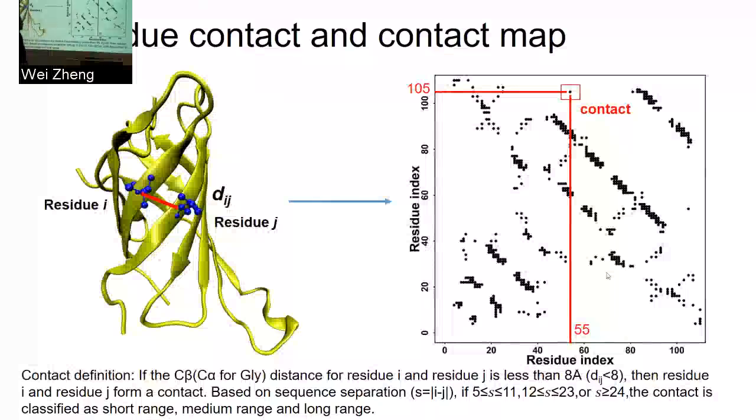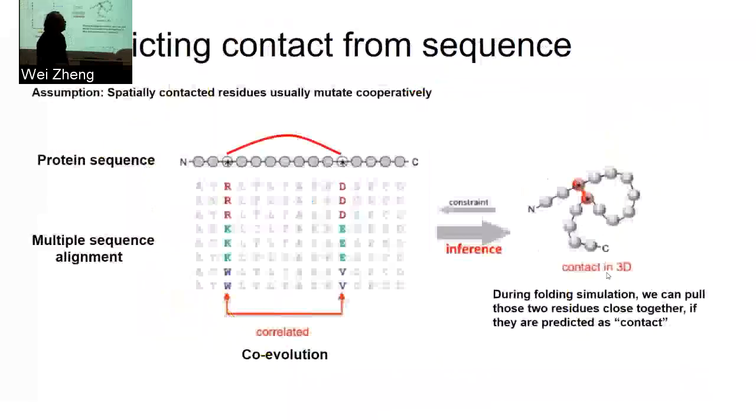Then from this definition, we can see that the contact information is actually not useful for the protein folding problem, because you must know the 3D structure before you know the contact map. So unless you can get this contact map from the protein sequence, this feature is not useful for structure prediction.